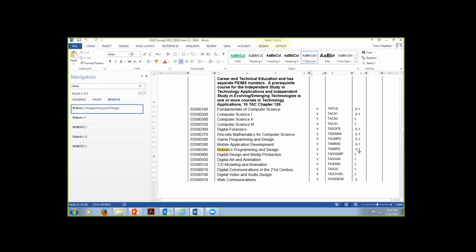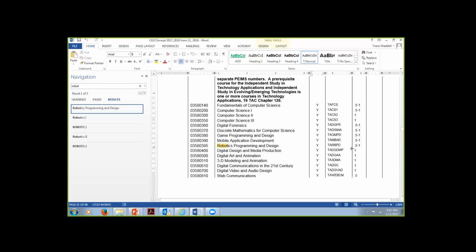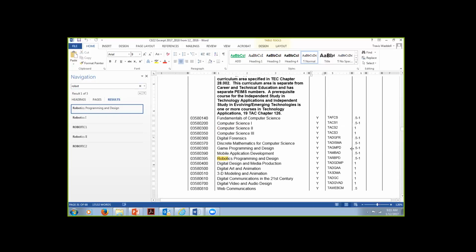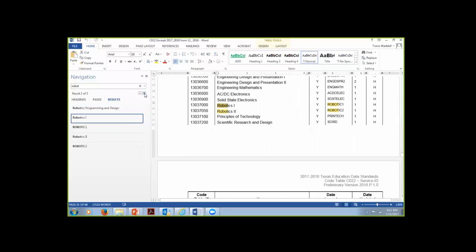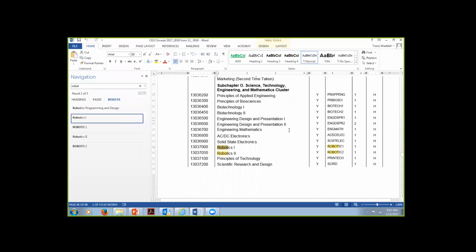Currently, these are the hours that are given. So 0.5 to 1. Now, when we get into our, but this is not a CTE class. This is an actual elective class. If we hit the go to button one more time, we will find what is a CTE class.